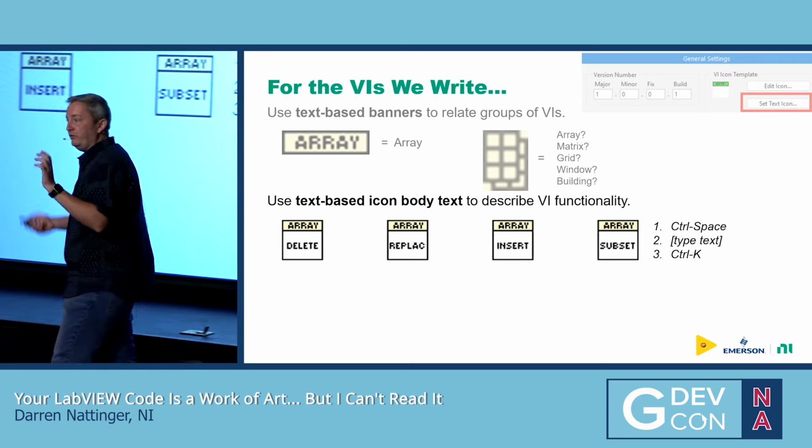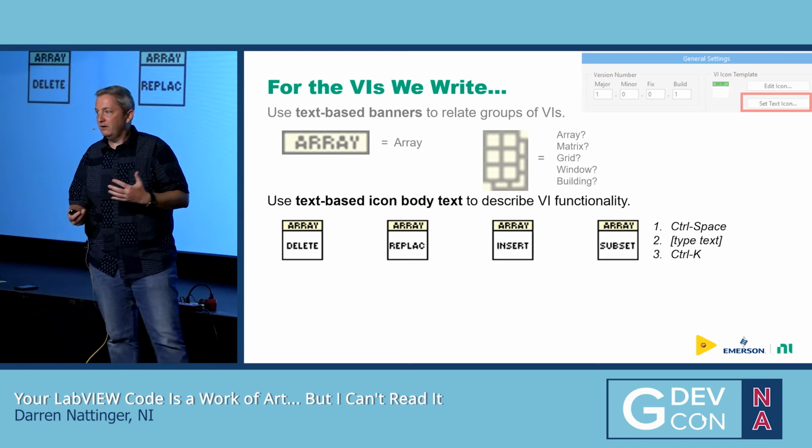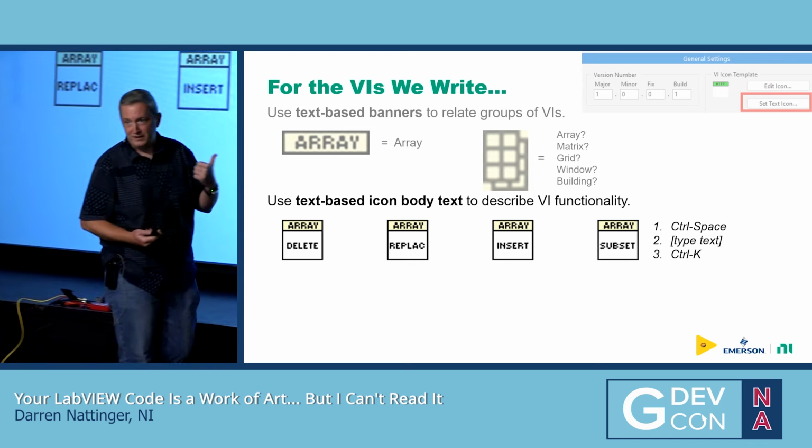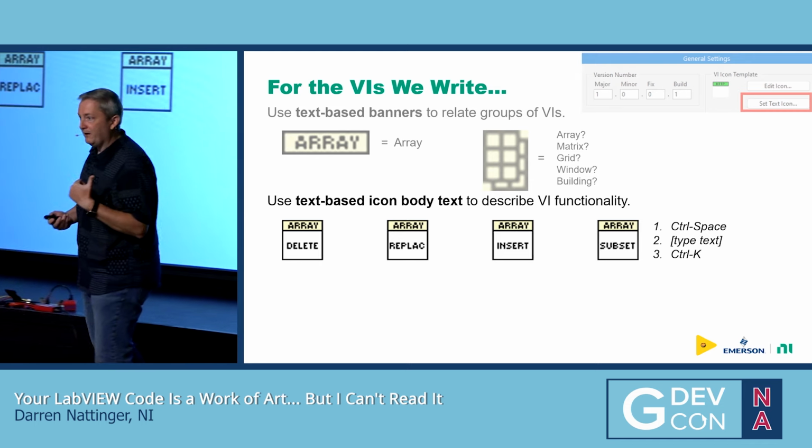And then once you've got that text-based banner to relate a group of functions, you can use Control-Space, type something, Control-K to give your VI a text-based icon. If y'all are not familiar with that Quick Drop plugin, it has changed my life in the past couple of years. I almost never go into the icon editor anymore.